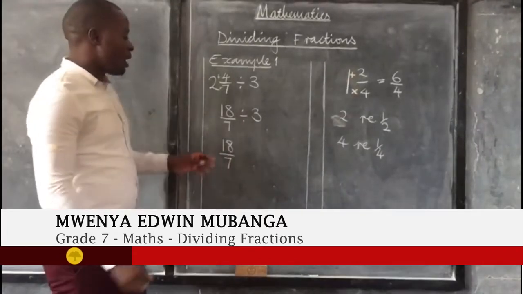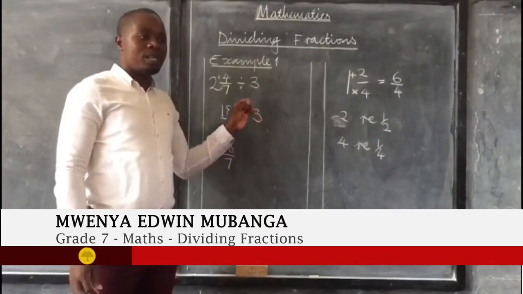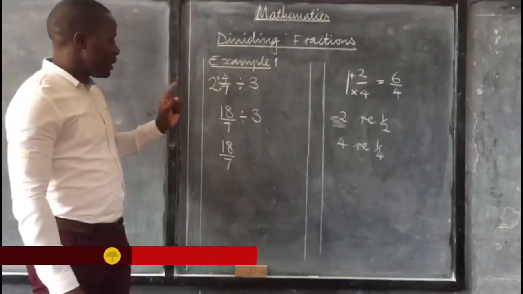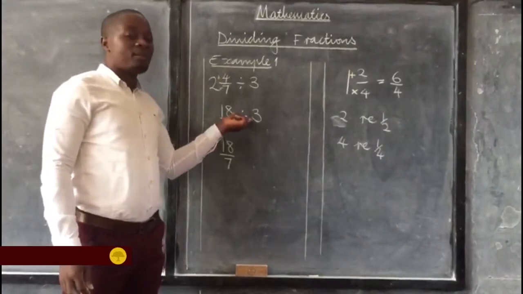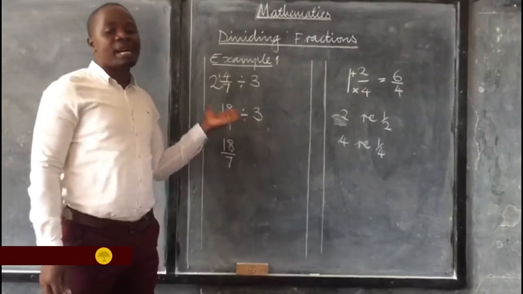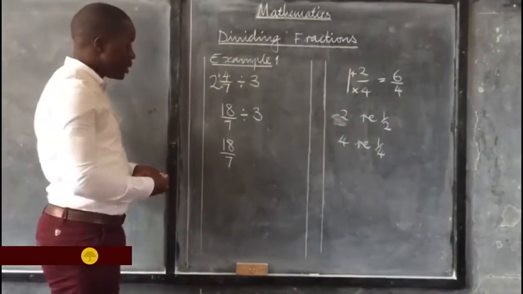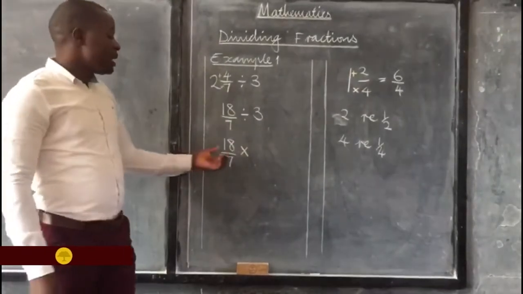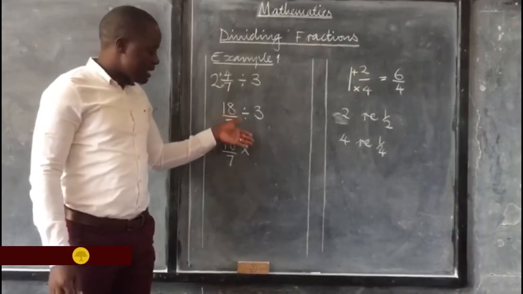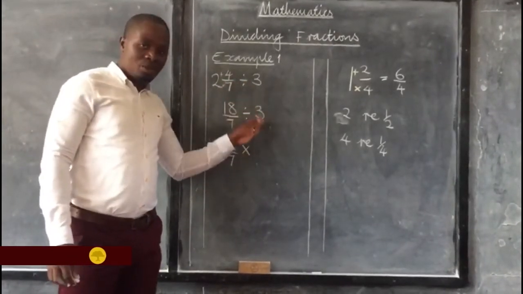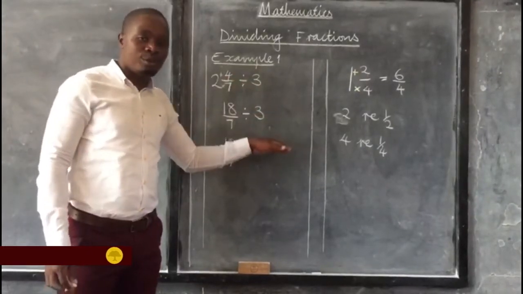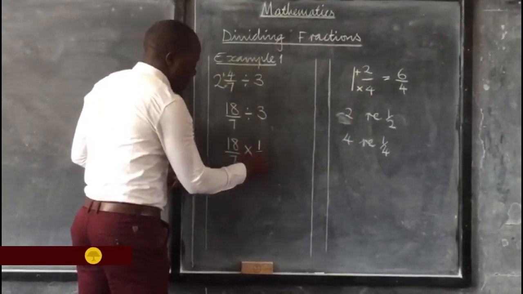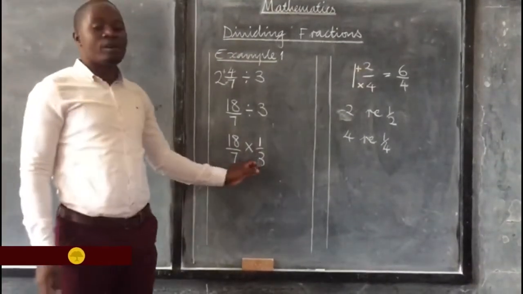So here it will be 18/7. Now, once you find the reciprocal of 3 to be 1/3, one thing you should always remember is that the moment you introduce the reciprocal, the division sign changes into multiplication. So here the sign of division has changed into multiplication. The moment you change the division sign into multiplication, you are not going to write the number 3. You are going to write the reciprocal of 3: 3 goes down, then 1 goes up, which is 1/3.